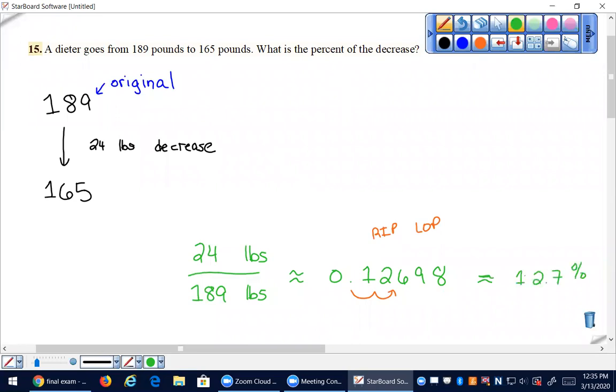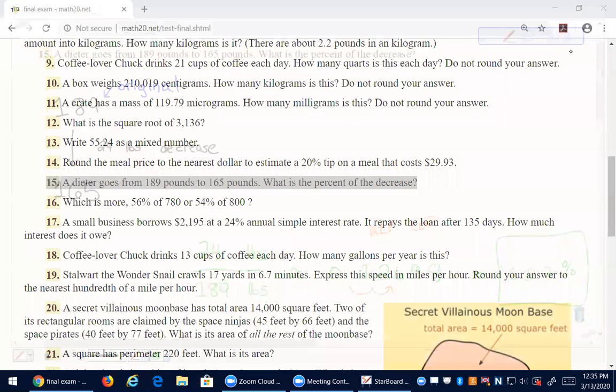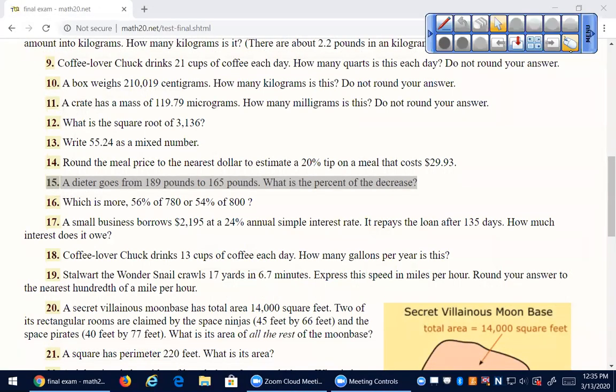If you rounded it to 13, it would be fine. Right? We're weighing people on a scale. It's not very accurate. Okay, which is more? Oh, they are easy.